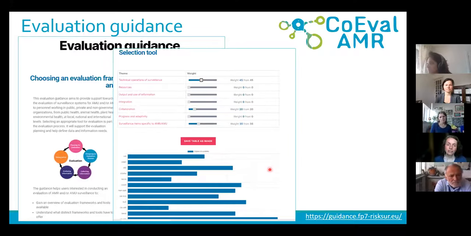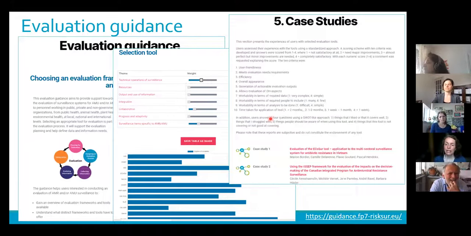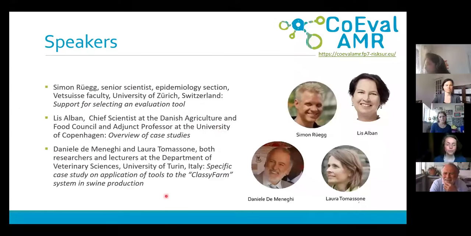In the selection tool, you can say which aspects are of importance in your evaluation. And Simon will explain that in more detail, so I'm not going to say more about that. And then we have the case studies, where we have listed all the case studies that were conducted with a short report. And again, Liz will say more about that.